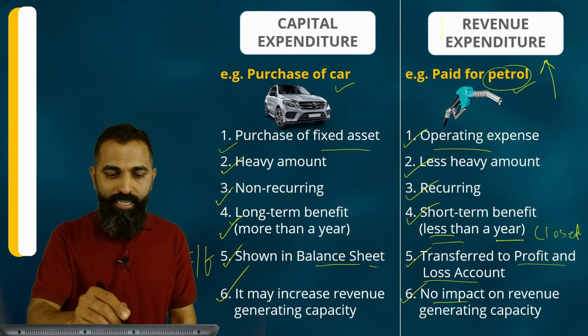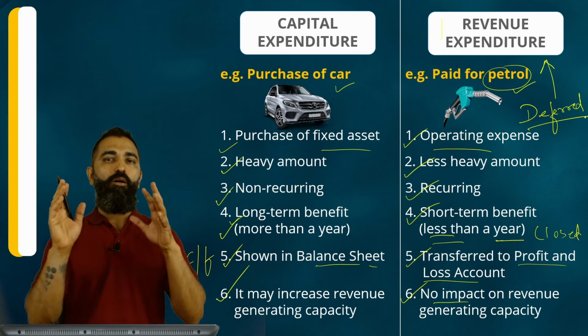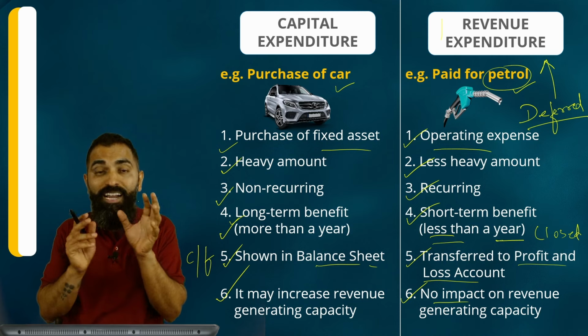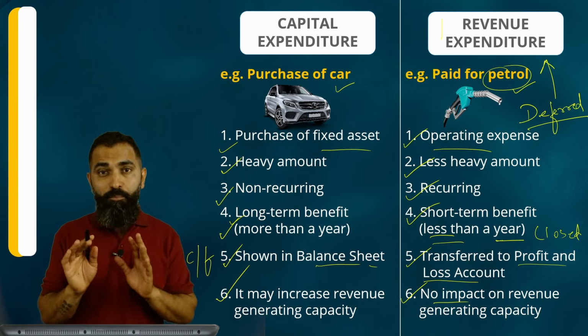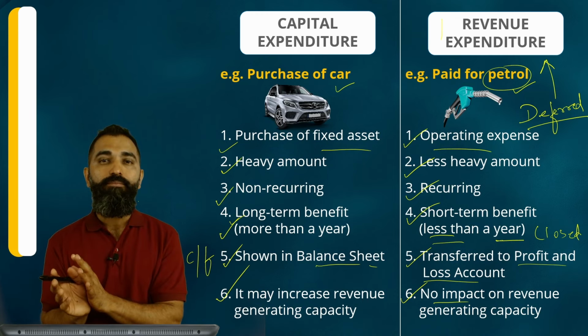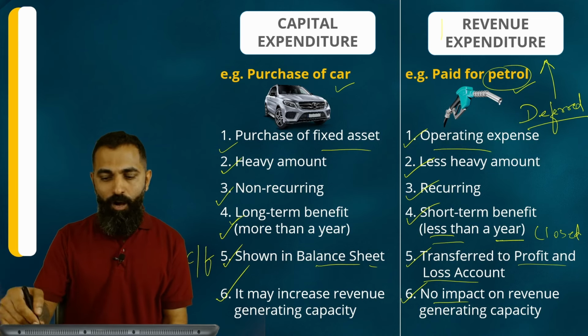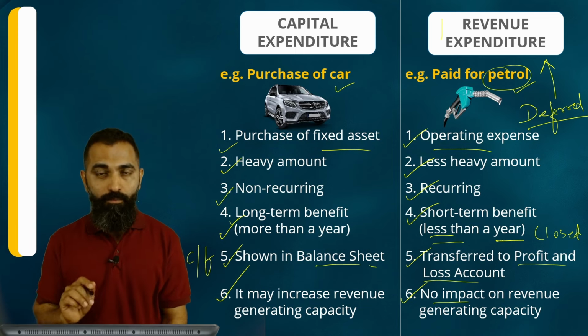Now, if I say deferred revenue, what does it mean? First thing you understand, when we talk about deferred revenue, the middle word is revenue, which means it is basically a revenue expenditure. So all these characteristics apply: operating expense, less heavy amount, and so on, all of these, 1, 2, 3, 4, 5, 6, the right side column.